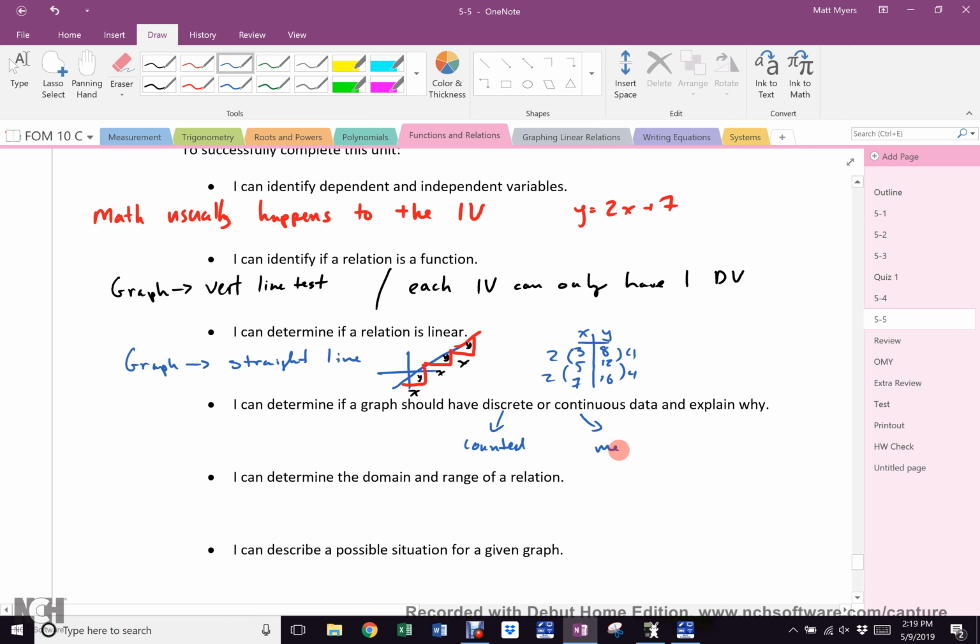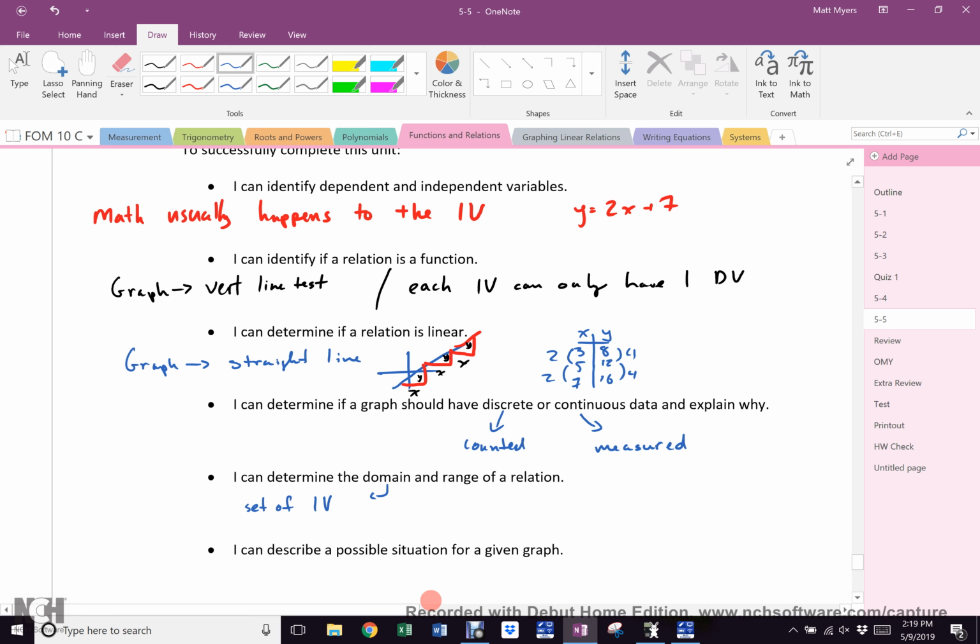Continuous is measured. And a good way to remember is if you can have fractions, it's continuous. All right. Domain and range. Can we all find domain and range? Can you give a definition for domain? Domain is the set of IV.